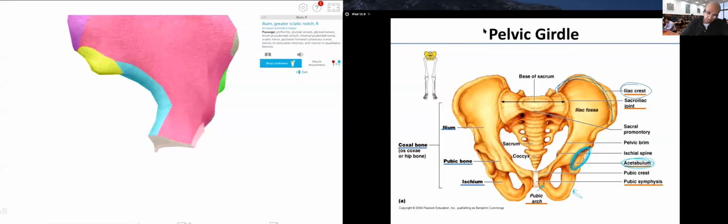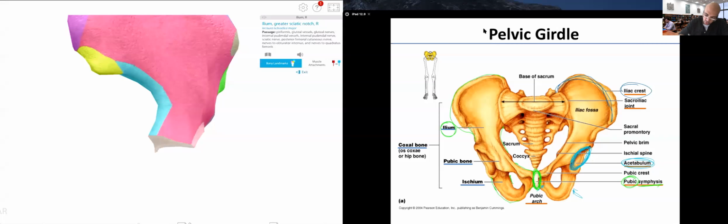Again, a quick review. We have three bones that will share in the formation of the coxal bone. First one is my ilium. Next one is my ischium. And the third one is my pubis or pubic bone. The two pubic bones are articulating anteriorly by a joint. We call this joint the pubic symphysis.